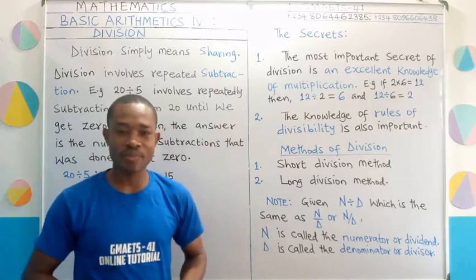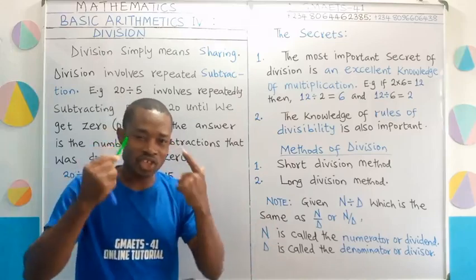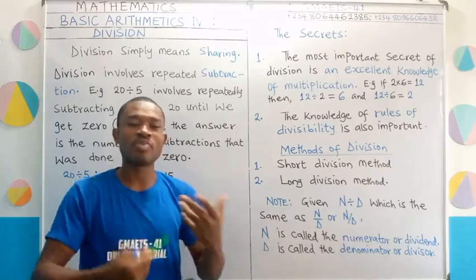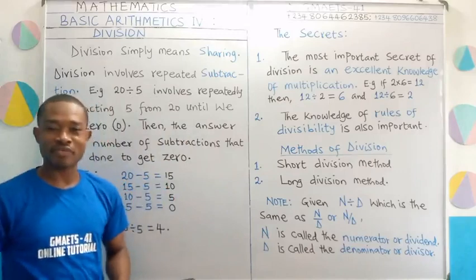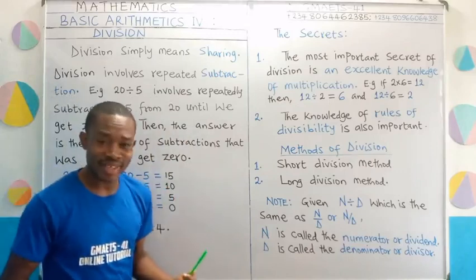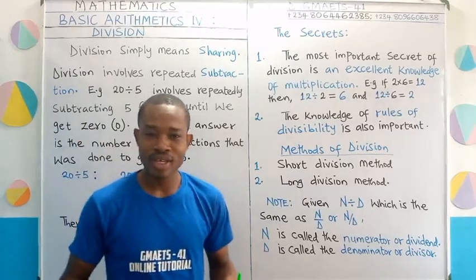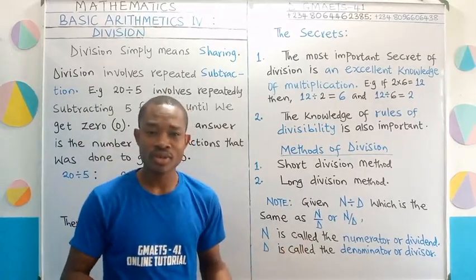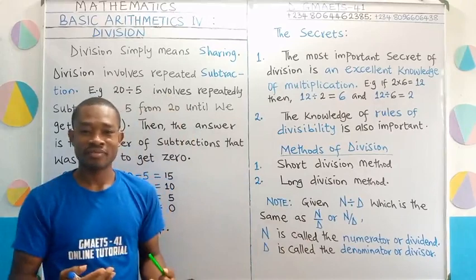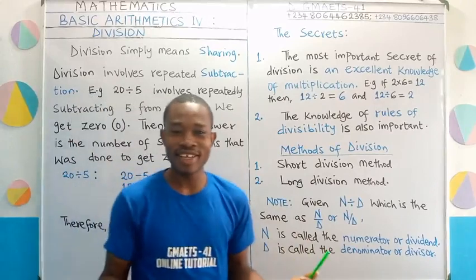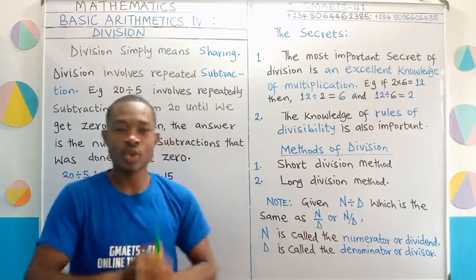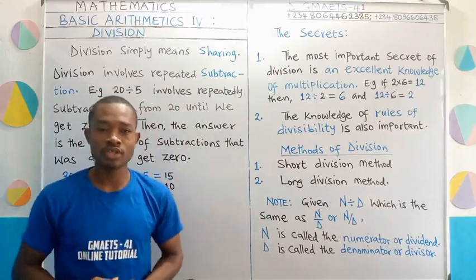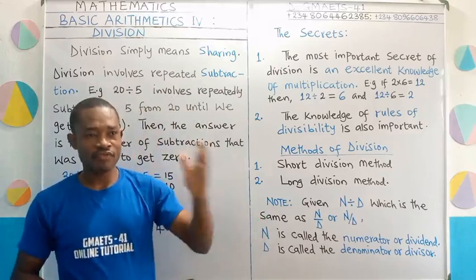I'm going to give you an example for you to understand this idea of division involving repeated subtraction. Let us say that I give you 20 divided by 5. That 20 could be anything. It could be number of sweets. It could be number of oranges. Divided by 5. That 5 definitely refers to the number of people sharing the 20 sweets or the 20 oranges. Is that okay? So 20 divided by 5.